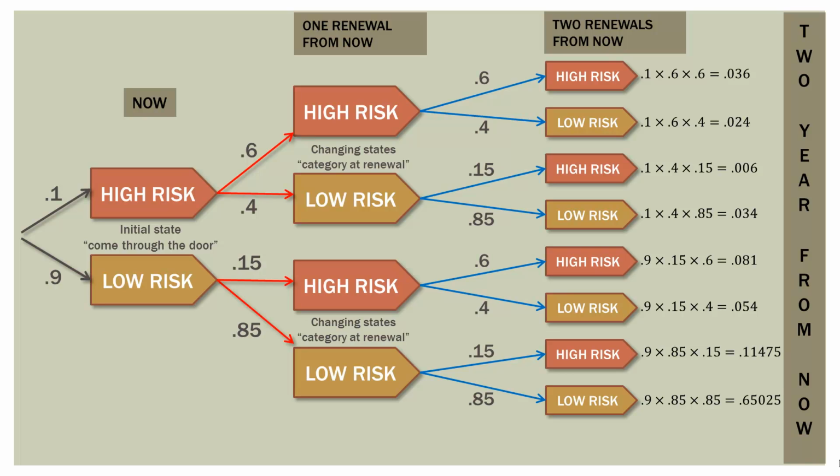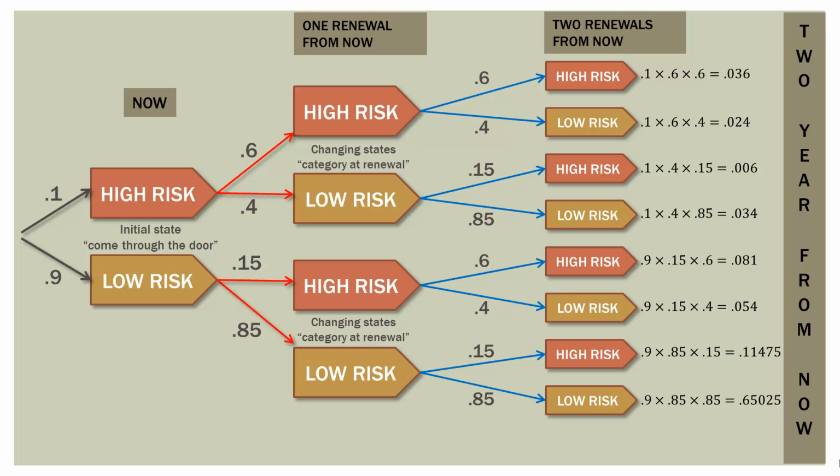See how this works? Now we could pick any other path. Let's go down to the bottom here. Let's say someone comes into our office and they're low risk. They have not had a ticket in the past year, so that probability is 0.9. Then over the next year, unfortunately, they do have a ticket. That probability is 0.15. But then over the next 12 months, they do not have a ticket. That probability is 0.4. So they get put back in low risk.